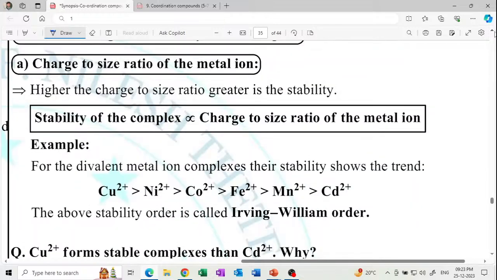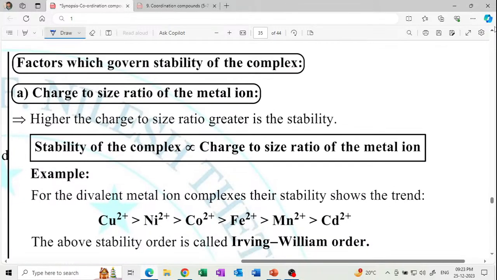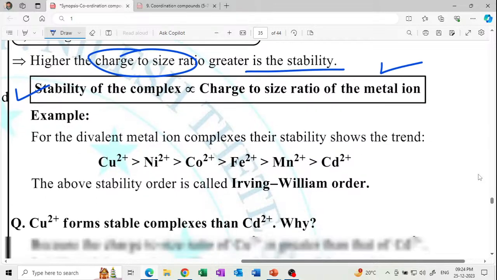Next are the factors that govern the stability of the coordination compounds. Charge to size ratio. The higher the charge to size ratio, the greater is the stability. The higher the charge to size ratio, the stability of the complex will be higher. Stability of the complex is directly proportional to the charge to size ratio of the metal ion. So this is directly proportional to the charge to size ratio.